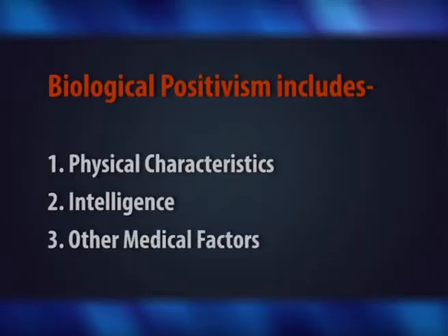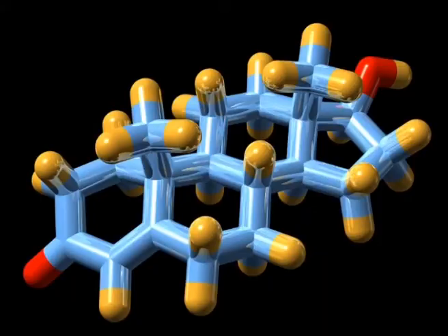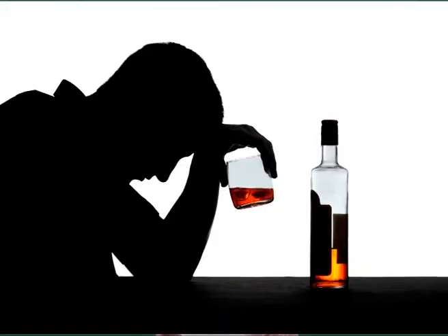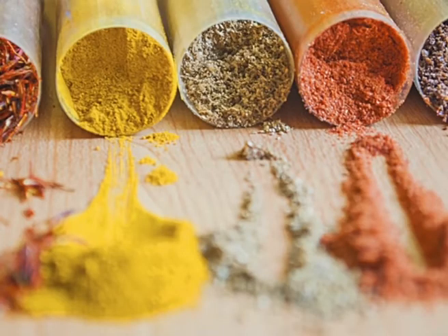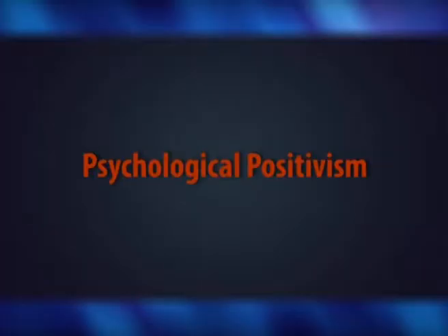Other medical factors. Various hormones such as testosterone and adrenaline are related to aggression and violence. Alcoholism is one of the habits which lowers blood sugar level and leads to aggressive behavior. Adulteration and use of chemicals in various food articles and drinks have also been linked to hyperactivity and criminal tendencies and behavior. Next, we will be discussing psychological positivism.